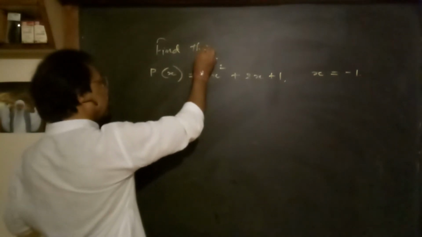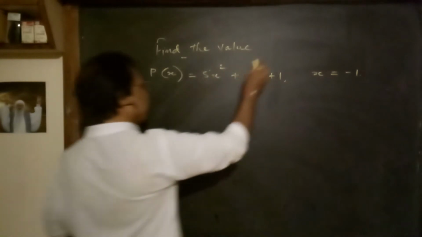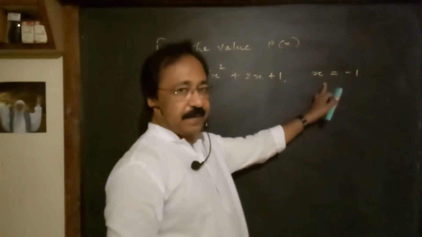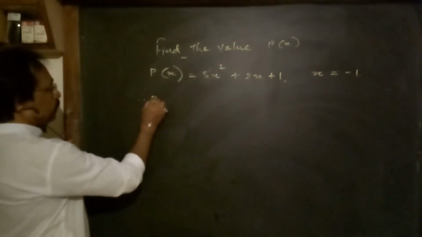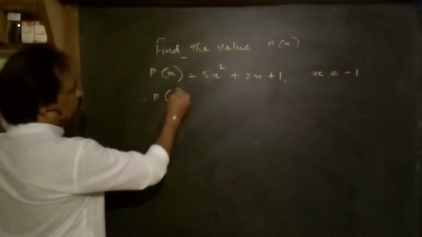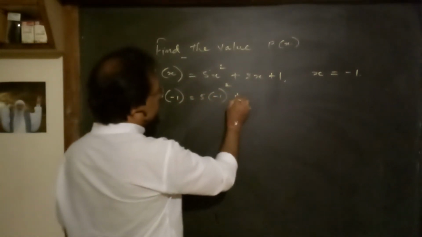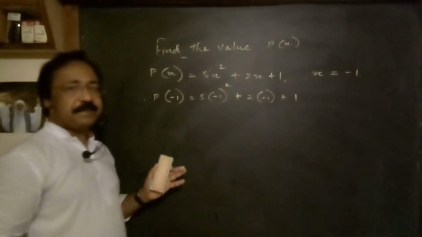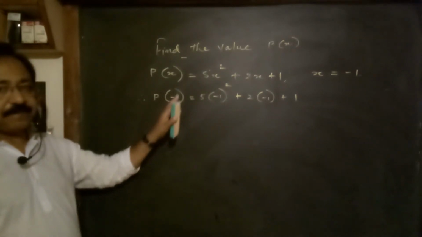Find the value of this polynomial p of x for x is equal to minus 1. This is also something you have studied in 9th standard. What do you do? P of, you have to write minus 1. So 5 into minus 1 raised to 2 plus 2 into minus 1 plus 1. Very simple, nothing to do. Simply where there is an x, you have to write minus 1 instead of x.